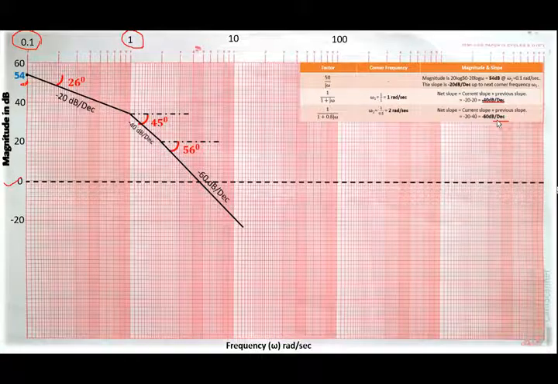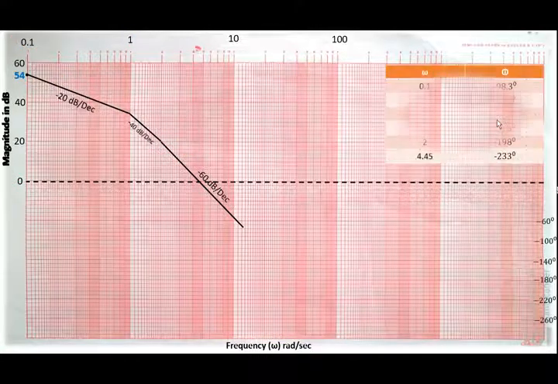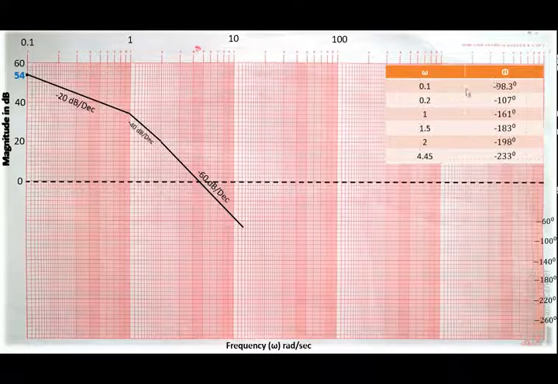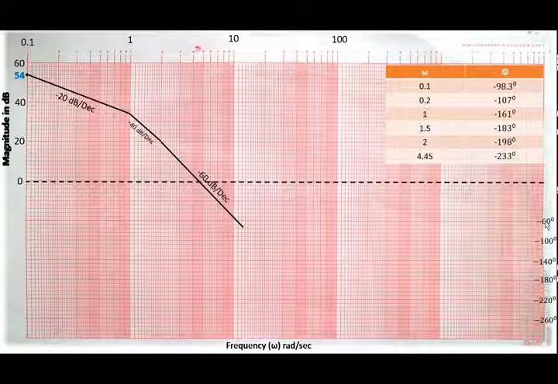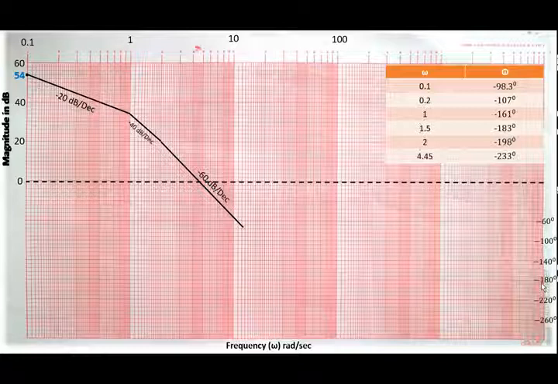Next we can go for the phase plot. This is the table required to plot the phase plot, and these are the angles. We can put it as a scale. I am taking a 40 degree difference scale. Always the 180 degree and minus 180 degree lines should be visible. The remaining values may not be considered mandatory values.